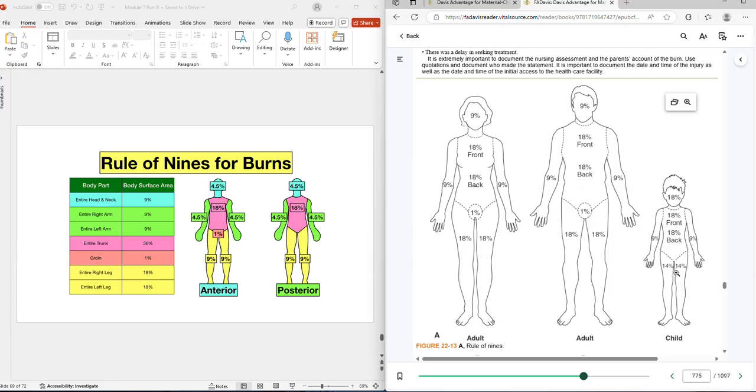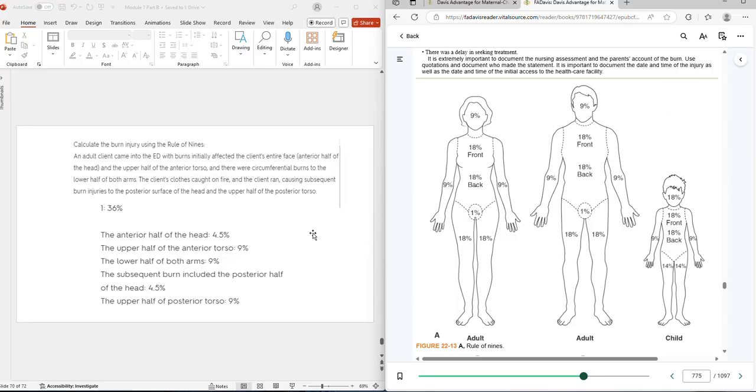So in a child, this is just anterior pictures, but this one is broken into anterior and posterior, okay? So if it says the back of the leg, you would do the back of the right leg, you would do 9%, right? Or the entire right leg, you would do 18%. But we'll practice this in class. Just make sure you understand the rule of 9s, okay? There's an example over here, and we'll do some practice with those.